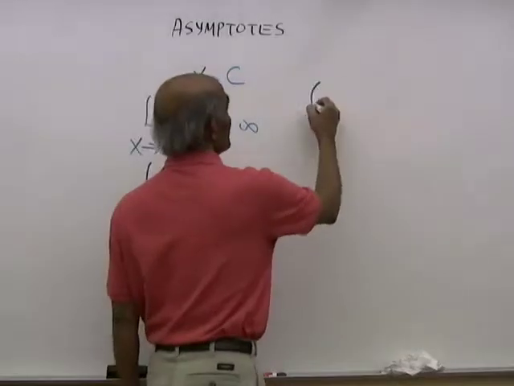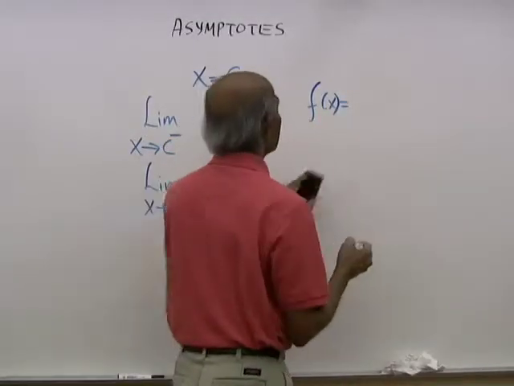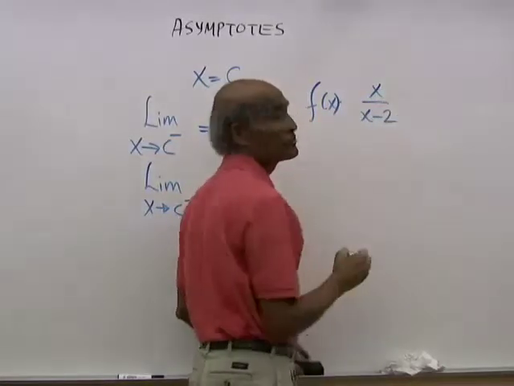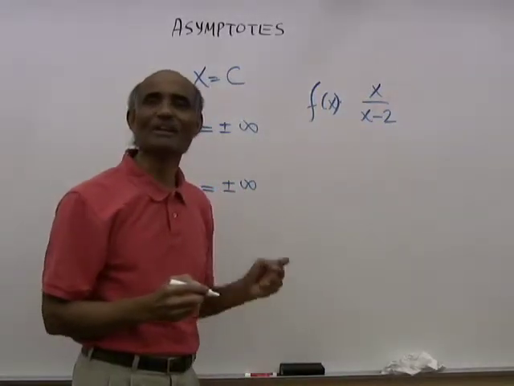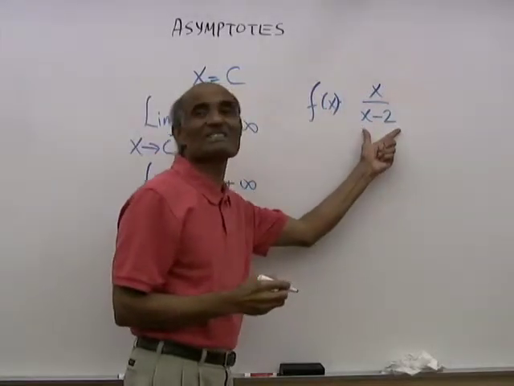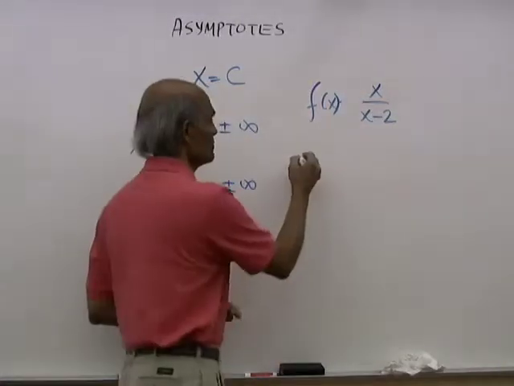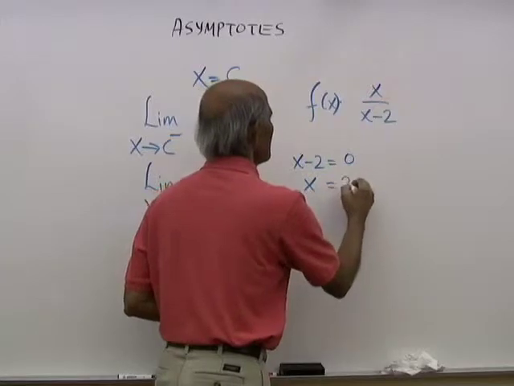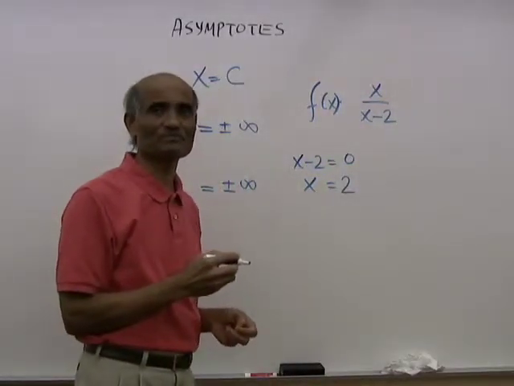Now look at our function, f of x equals x over x minus 2. It's very simple to find the vertical asymptote. In order to find the vertical asymptote, all you need to do is set the denominator to 0 and solve for x. So x minus 2 equals 0. Therefore, x equal to 2 is a vertical asymptote.